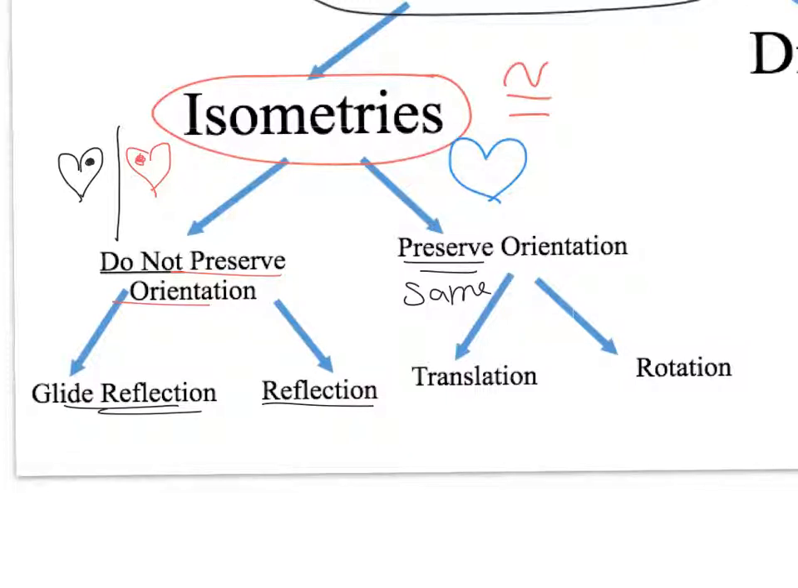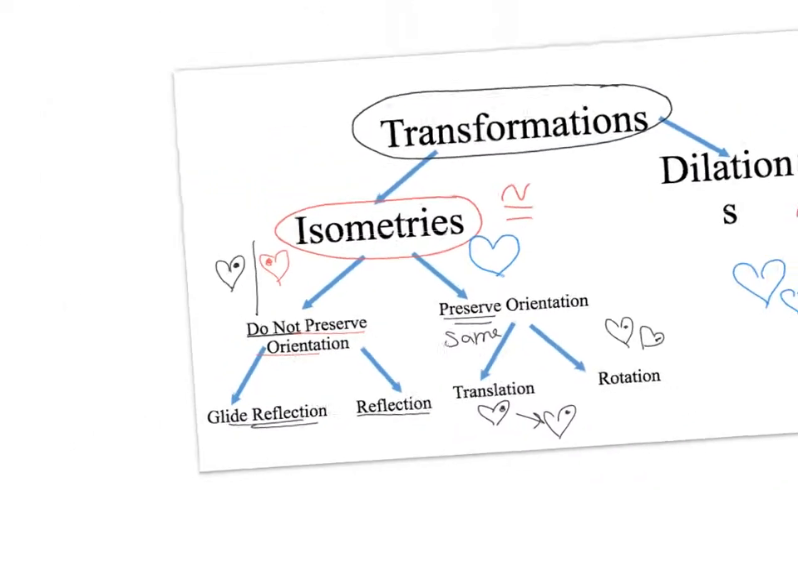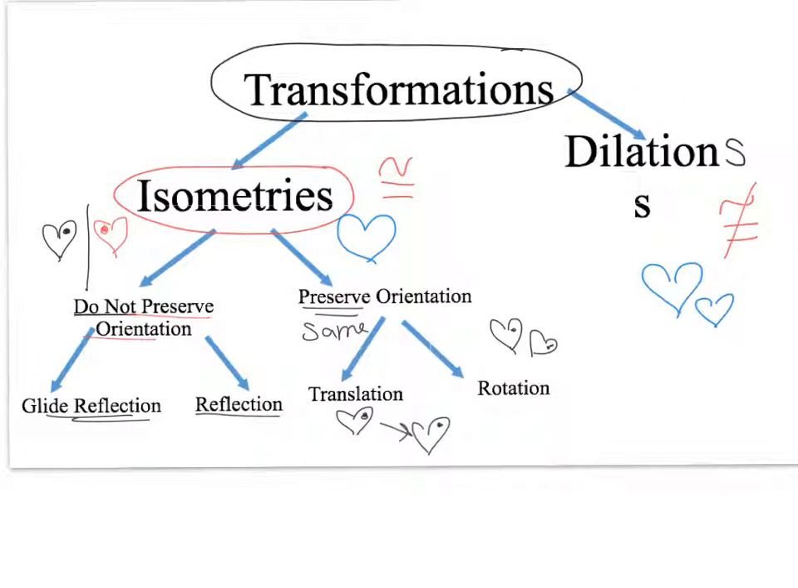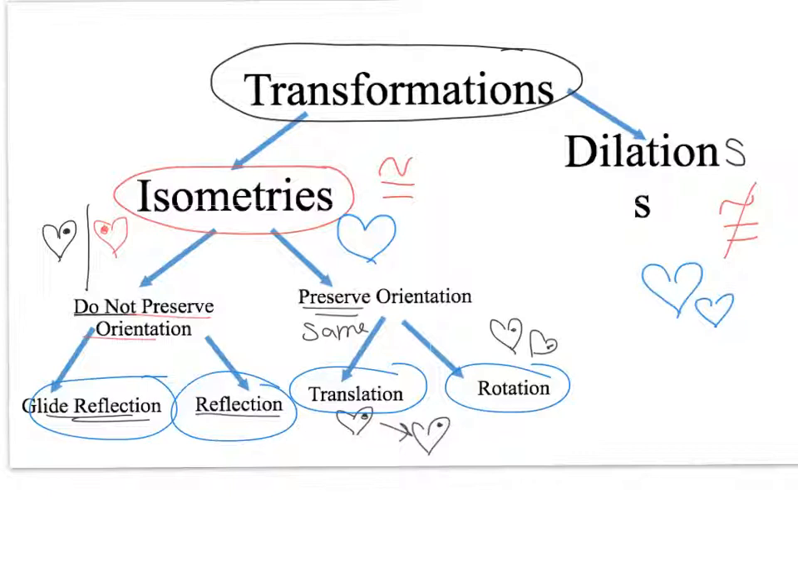Over here, if you have a translation and the heart and the dot was on the right hand side and then you just shifted it, the dot still stays on the right hand side. Same with the rotation. If you had a heart and then you turned it, the circle would still be on the right hand side. So make sure you know the four types of isometries. Here are the four types. Isometries are congruent figures. Make sure you know which ones do not preserve orientation and which ones do preserve orientation. And know that a dilation is not an isometry.